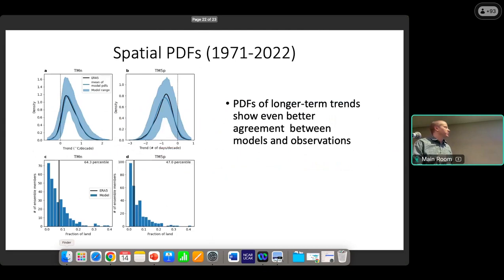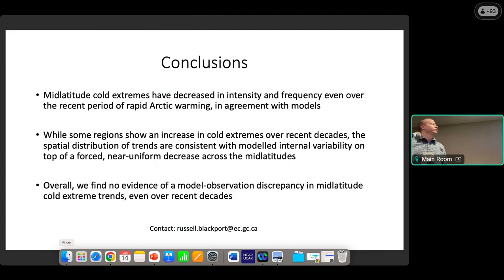And I'll skip the last two slides and just say in conclusion that the meteorological cold extremes have decreased in intensity and frequency over a recent period of rapid Arctic warming, in agreement with models. And while some regions show an increase over recent decades, the spatial distributions are consistent with model internal variability on top of this uniform decrease in cold extremes. And overall, we find no evidence of model spatial discrepancy.